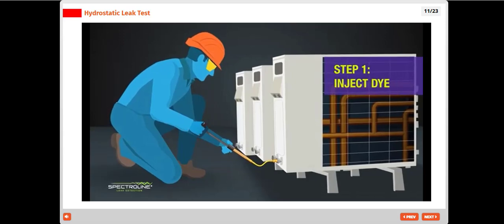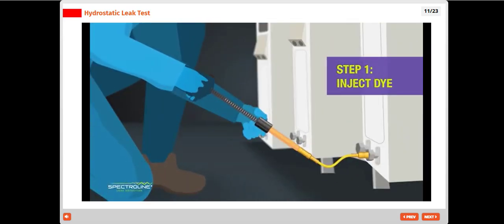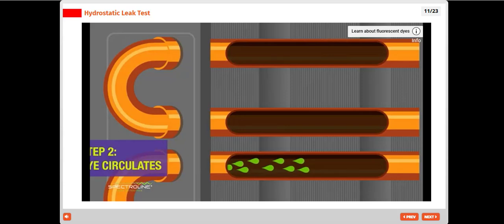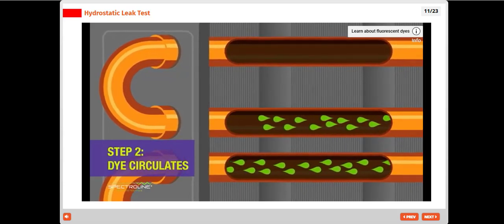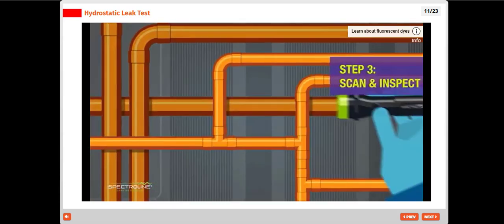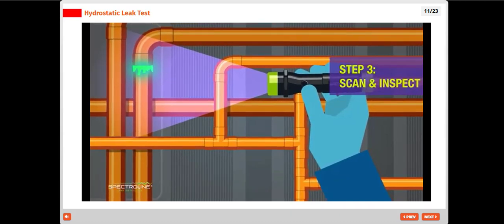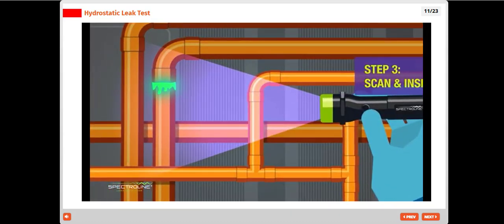The process is simple. The technician injects the fluorescent dye at the low side of the unit. While the system is running, the dye starts to circulate throughout the unit. The technician then scans the system with a violet or UV lamp. The dye will glow at every leak site.